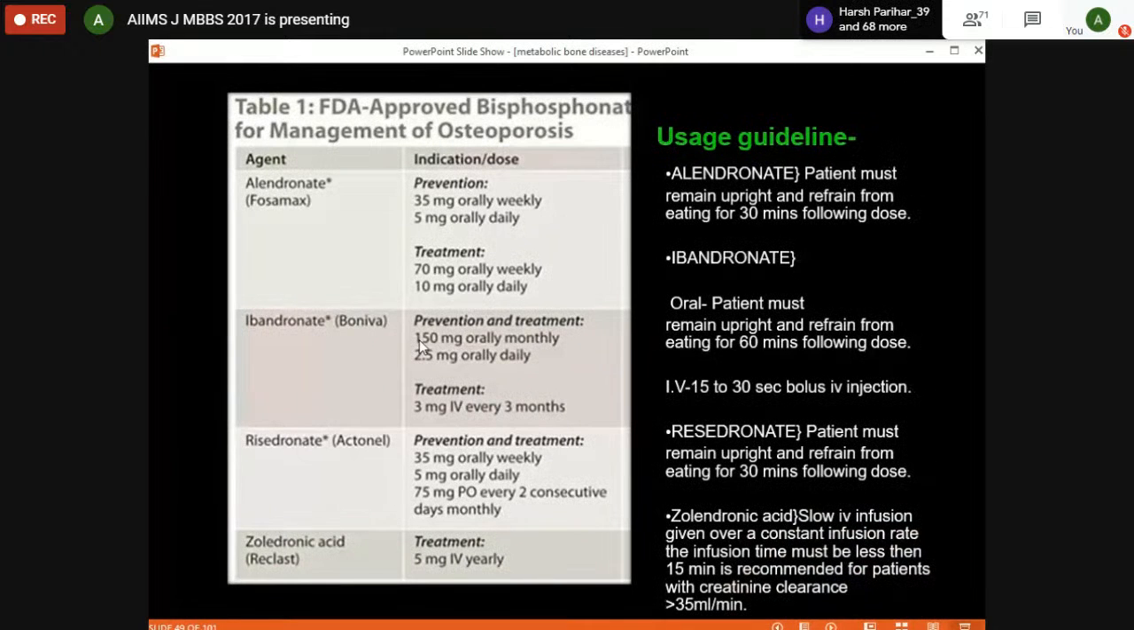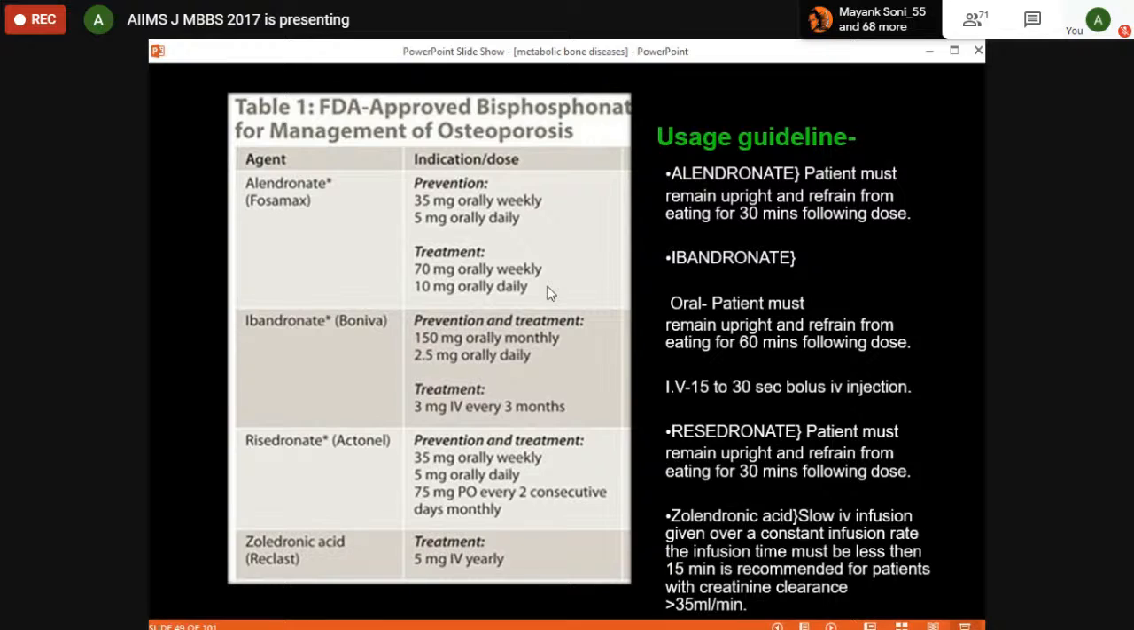And what are the FDA approved doses of bisphosphonates? Alendronate, as a preventive dose, you should give 35 milligrams orally weekly. If it's treatment for osteoporosis, then it should be given 70 milligrams orally weekly. Ibandronate, you should give 150 milligrams orally monthly for prevention of osteoporosis, but for the treatment you should give 3 milligrams IV every 3 months. And zoledronic acid, you should give 5 milligrams IV yearly.